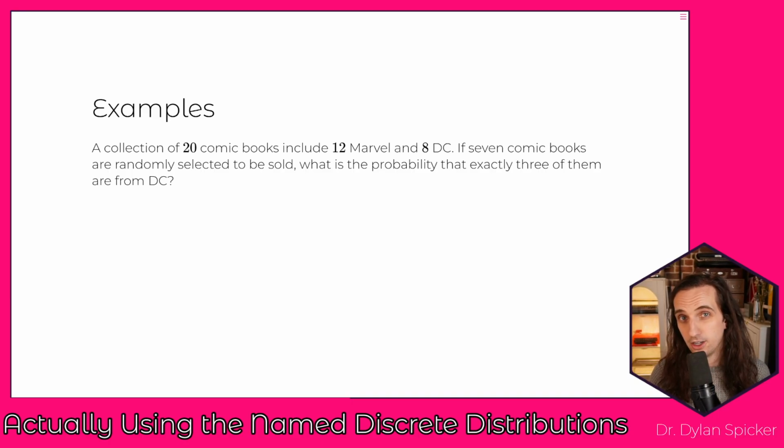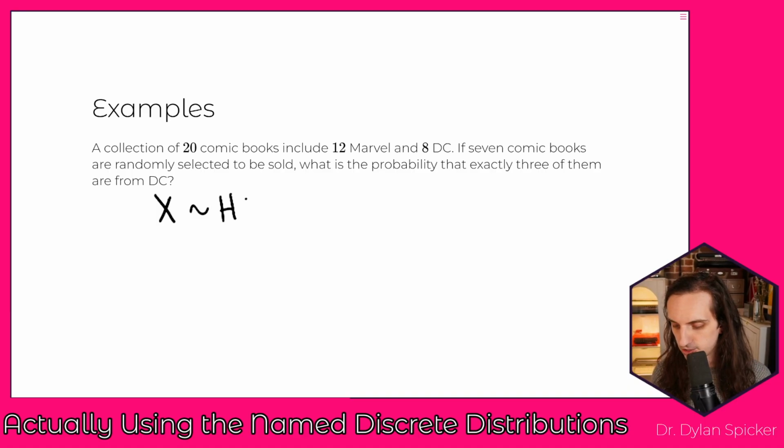The idea is that when we start picking out our comic books to sell at random, we're doing sampling without replacement. If you're going to sell your first comic, you can't then sell that as your second comic. And so we're sampling without replacement, and we're counting up how many of them are going to be satisfying the trait of being DC comics. As a result, we're dealing with a hypergeometric distribution. So X is going to represent the number of DC comics that are being sold.